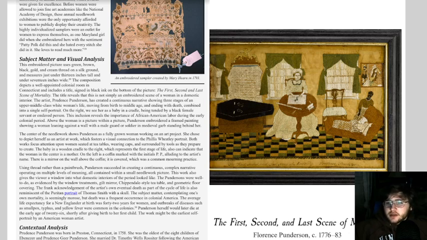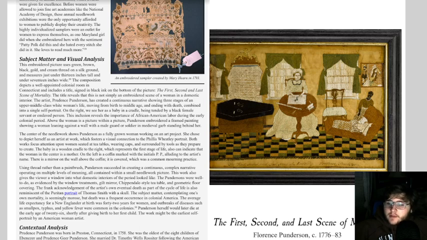The center of the needlework shows Punderson as a fully grown woman working on an art project. She chose to depict herself as an artist at work, which fosters a visual connection to Phillis Wheatley's portrait. Both works focus attention upon women seated at tea tables, wearing caps, and surrounded by tools as they prepare to create.